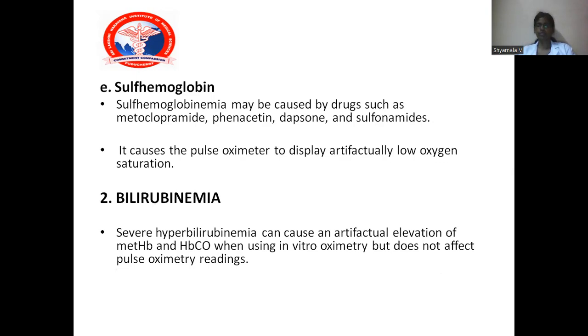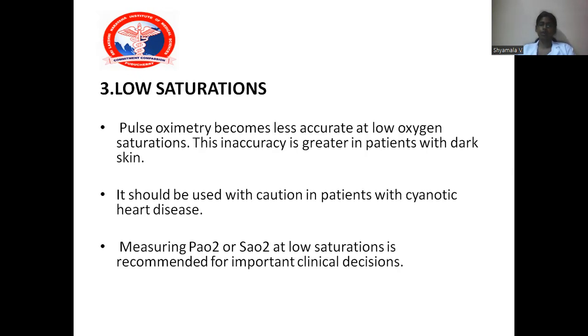The other conditions which affect the pulse oximeter and cause inaccurate readings include severe hyperbilirubinemia, low oxygen saturations, poor peripheral circulation, or dark skin. Pulse oximetry becomes less accurate in these situations, so it should be used with caution in cyanotic heart diseases. Measuring the partial pressure of oxygen and/or arterial oxygen saturation is more helpful in those conditions rather than depending upon the pulse oximeter reading.